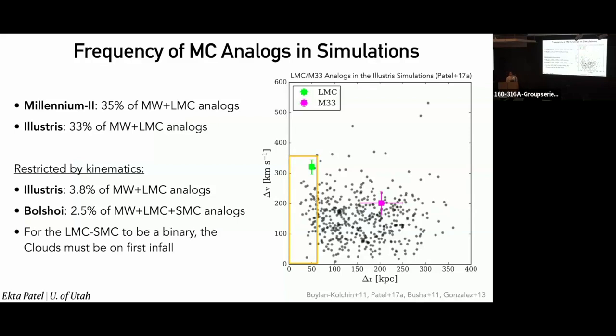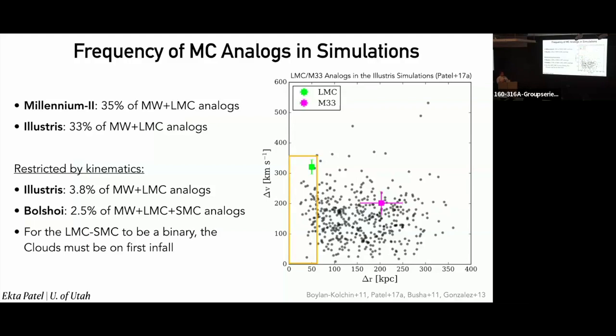And so I put these numbers on the bottom where you really don't even have, even in these big box cosmological simulations, that many analogs of Milky Way LMC-like galaxies. Nevertheless, if you add an SMC on top of that. And I just want to make the point that Gertina said earlier today, which is that for the LMC and SMC to be a binary, the clouds must be on first infall, and that's in line with a lot of the work that's been done in these simulations.